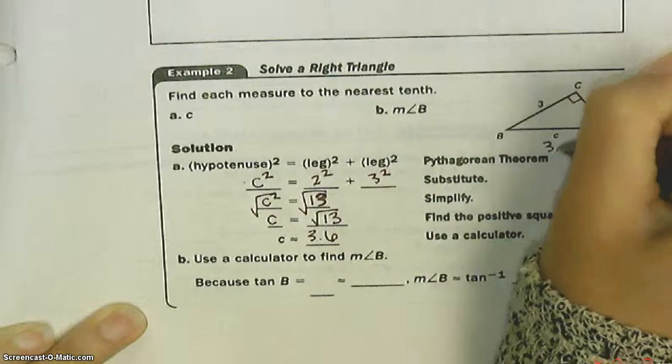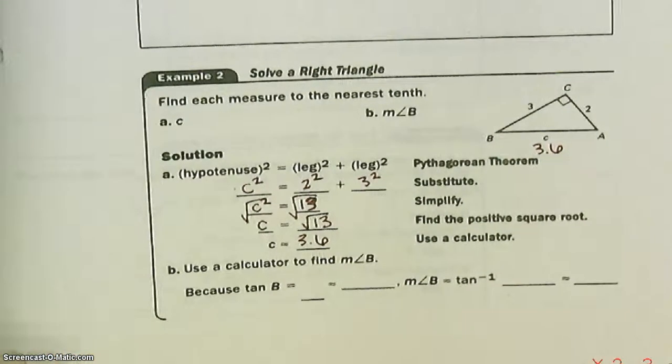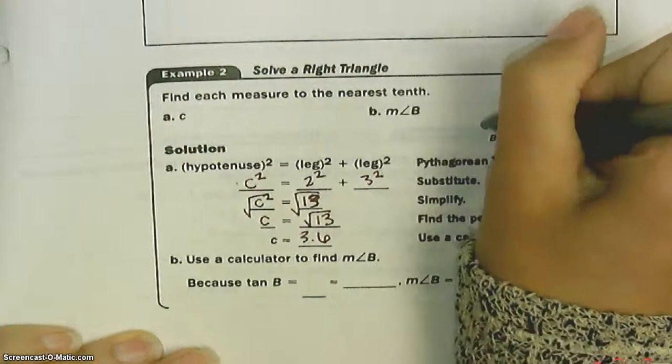Let's put that back in our picture. So now we need to find the angle. So they want us to find angle B first. Let's stand over here in angle B.